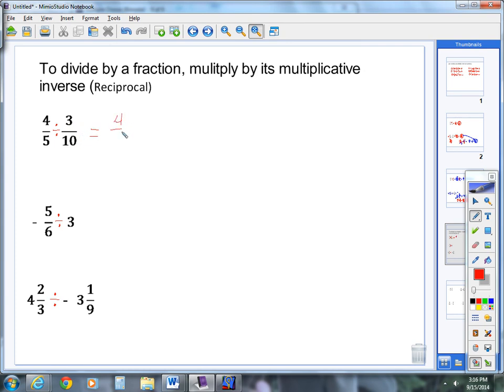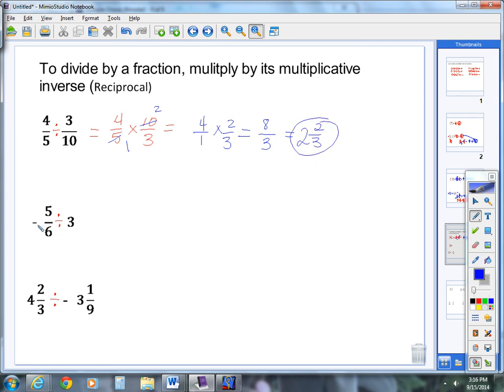So we have 4/5 times 10 over 3, and then you remember your multiplication rules. On this one, I am simply going to cross cancel. 5 goes into 5 once, 5 goes into 10 twice. So I have 4 over 1 times 2 over 3. I multiply straight across. 4 times 2 is 8, over 1 times 3 is 3. 3 goes into 8 2 times, with 2 left over, out of 3.